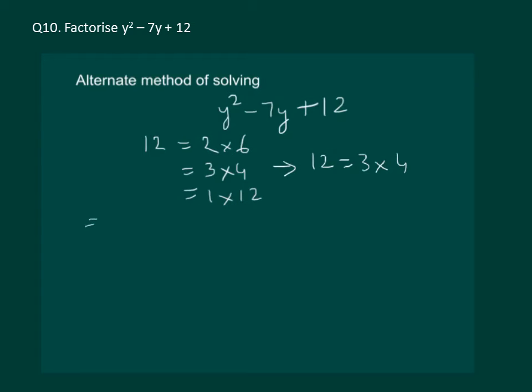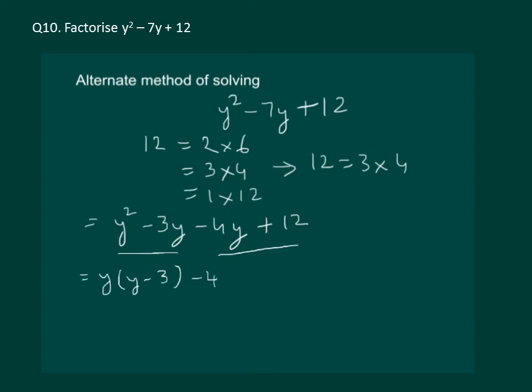Then we can write our question as y square minus 3y minus 4y plus 12. Now take two terms at a time and take out whatever can be taken out as common. We can take out y common, then y minus 3 remains in the bracket. From here we can take out minus 4 common, and again we are left with y minus 3 in the bracket.